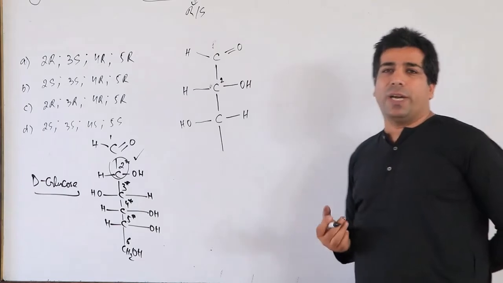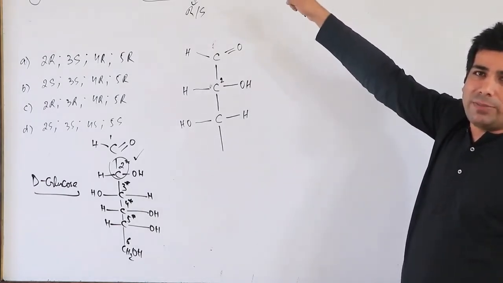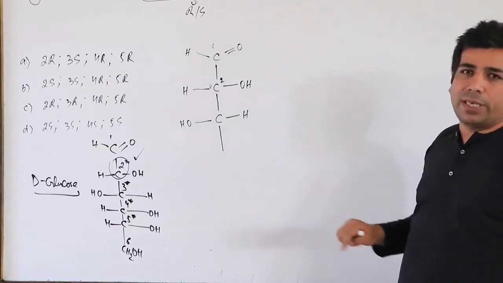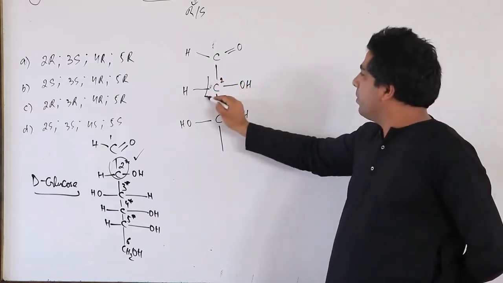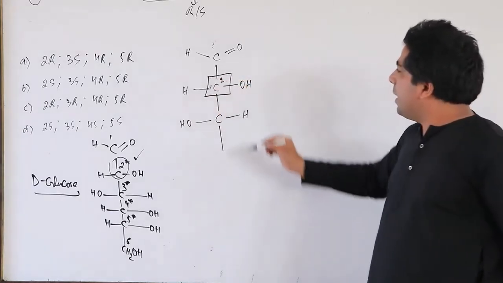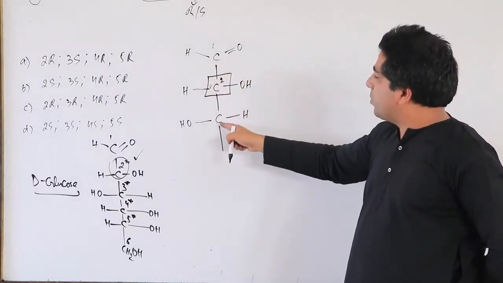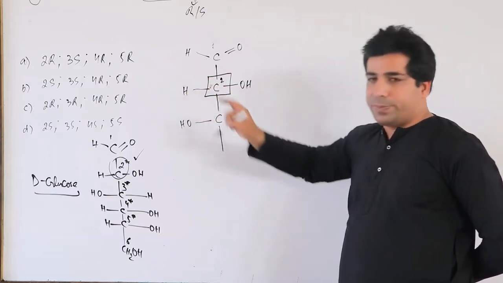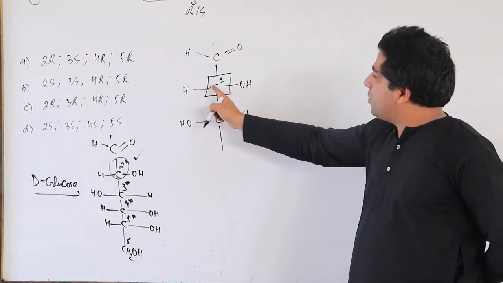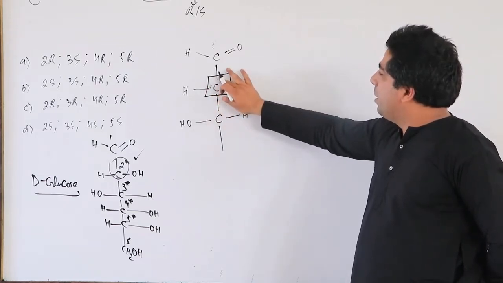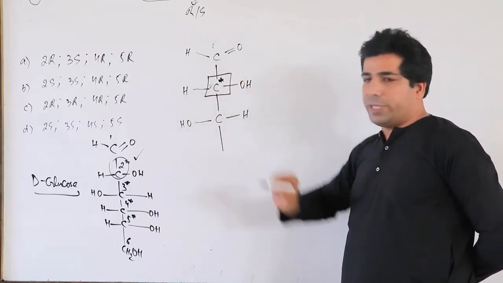First of all, I have to find out the priorities, from 1 to 4. From the highest atomic number to the lowest atomic number I have to go. That will be from 1 to 4. If you see this carbon here, it is attached to oxygen. Here it's attached to carbon. Here it's also attached to carbon. Here it's attached to hydrogen. Correct? So my dear friends, how many atoms are directly attached to this chiral carbon? Can you tell me? Like this carbon, oxygen, carbon and hydrogen, they are attached.